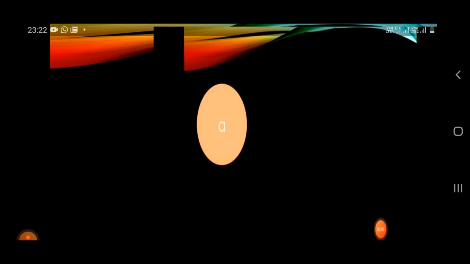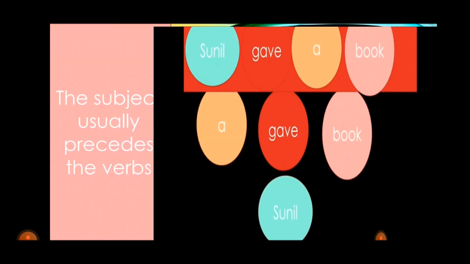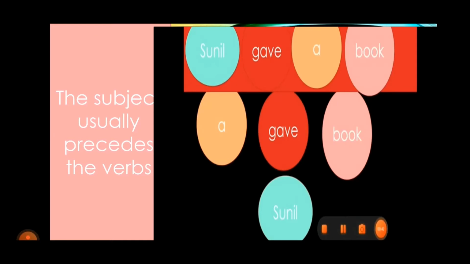Now we are going to see the same thing here. See here: "gave book Sunil" becomes "Sunil gave the book." Now you see, the subject usually precedes the verb. That is the first thing. So what is the subject here? Sunil. And what is the verb here? Gave. And automatically the others have a certain order.